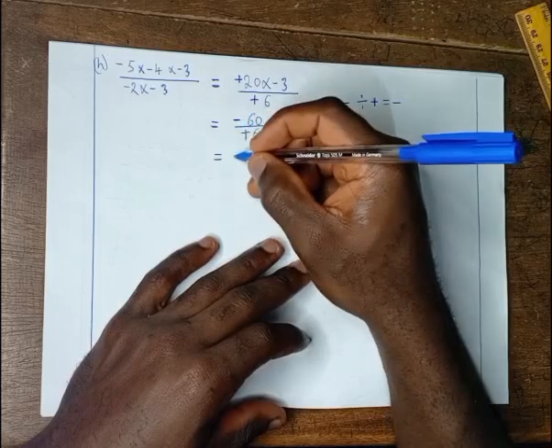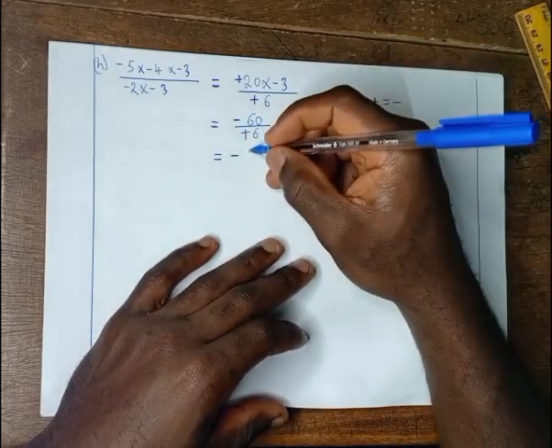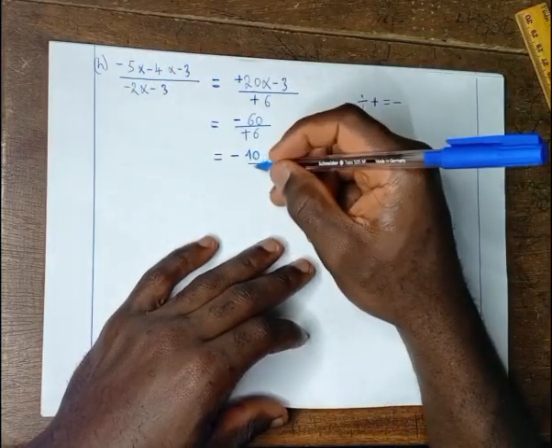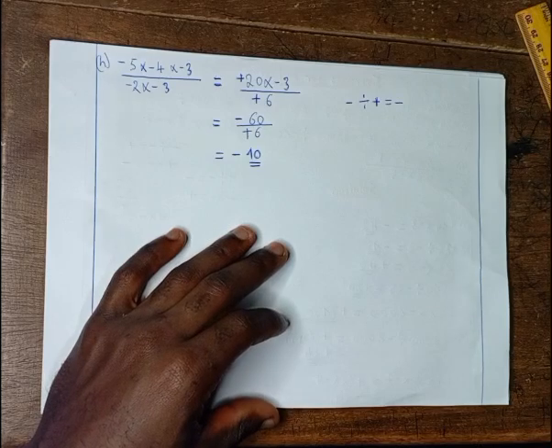So this will simply give us negative. If we divide 60 by 6, it gives us 10. So in this case, our answer will simply be negative 10. So we are done with this.